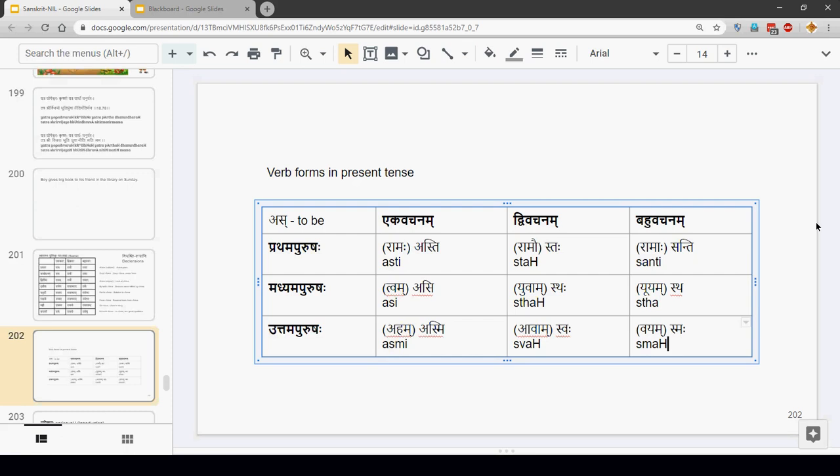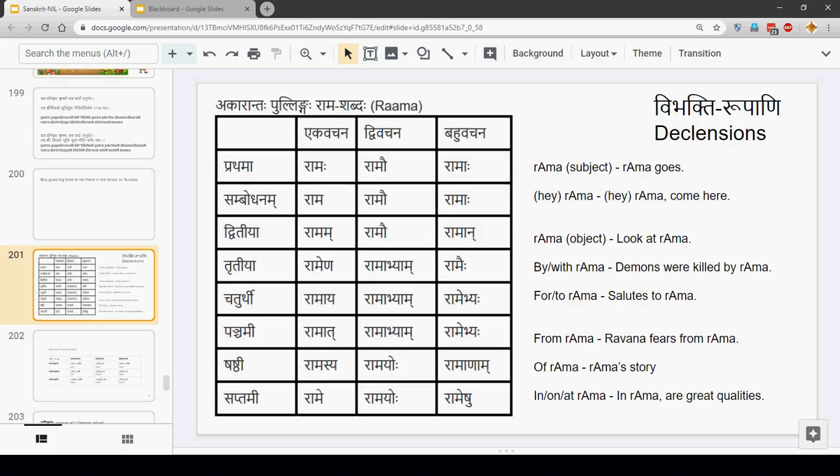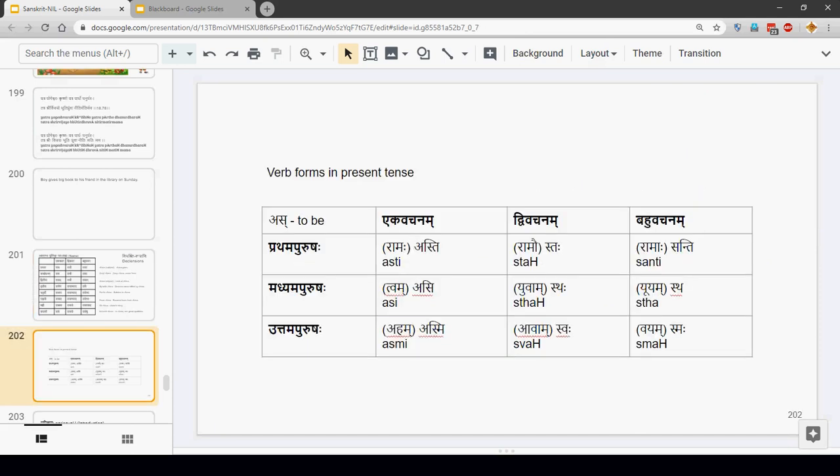Each verb table has the 9 forms, and again there are 3 columns, similar to the noun table. The noun table also had 3 columns. Right? The first column was for ekavachanam, singular. The second column was for dual. The third column is for plural. Similarly, in the verbs also, the first column is singular, the second column is dual, the third column is plural. However, the rows here are a little bit different. They are called purusha.